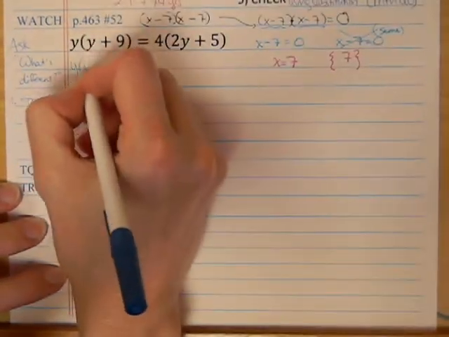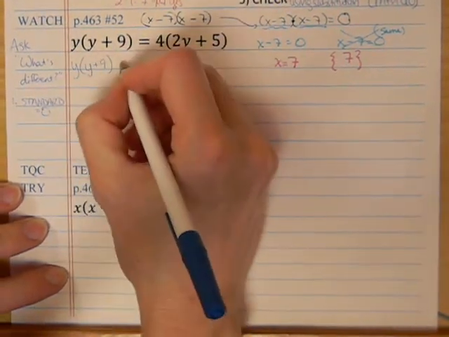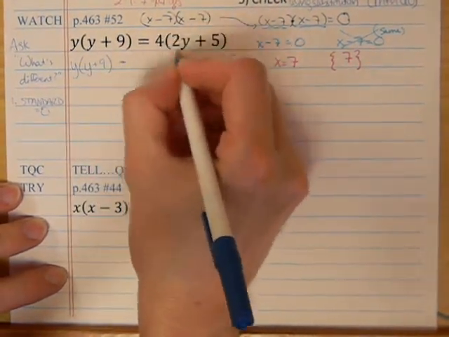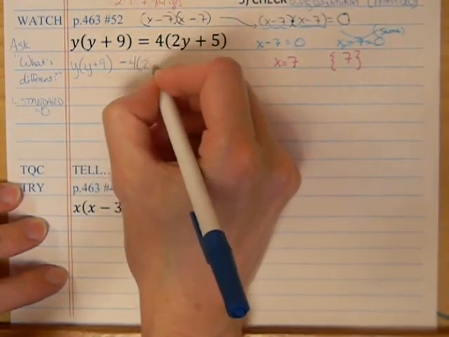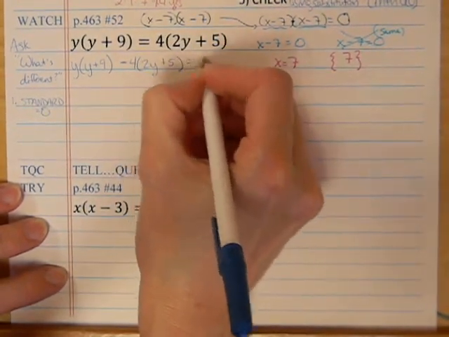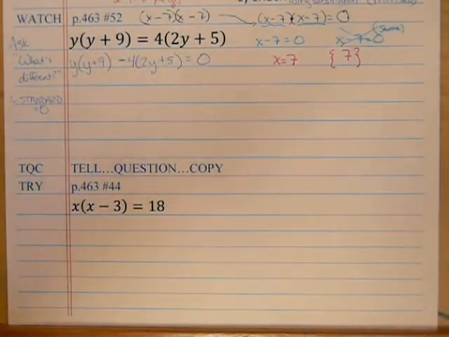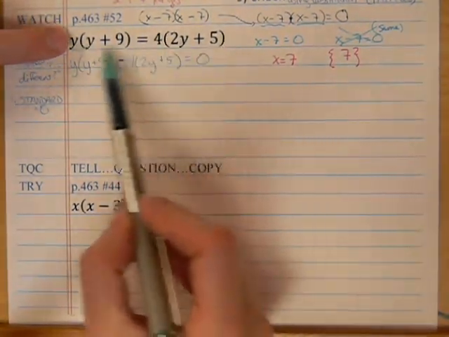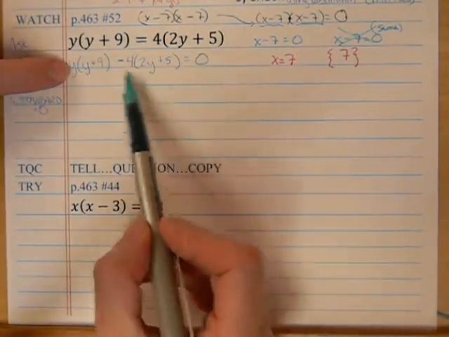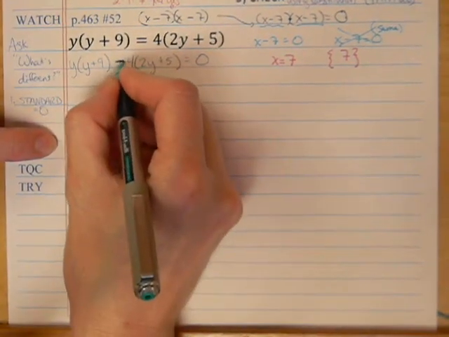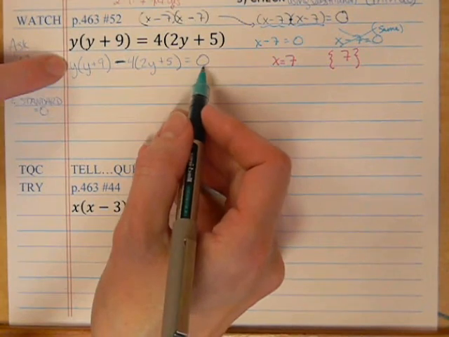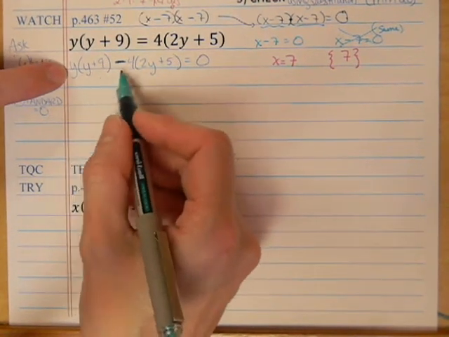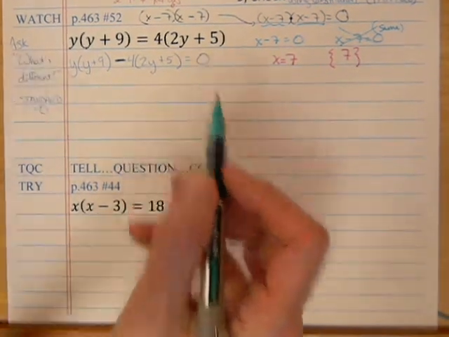So I've got y times y plus 9 minus this whole thing. Since it's being multiplied, we can just move this whole thing at once. So minus the 4 times 2y plus 5 equals 0. And so what looked like already factored form here, once we moved it to the side, we realized, oh, we've got two separate terms here. I can't apply the zero product property yet. I don't have something times something equal to 0.